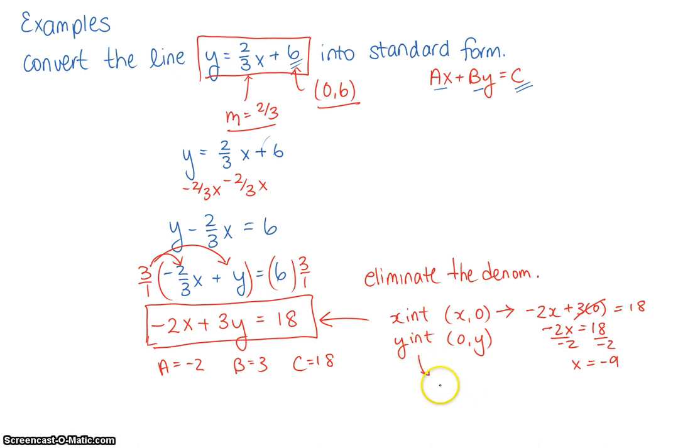Here, if I plug in 0 and y, same idea, negative 2 times 0 disappears, plus 3 times y is going to equal 18. Divide both sides by 3, y is going to equal my 6. So I can find my x-intercept and my y-intercept using this format with less fraction work. That's ultimately the advantage of this format.